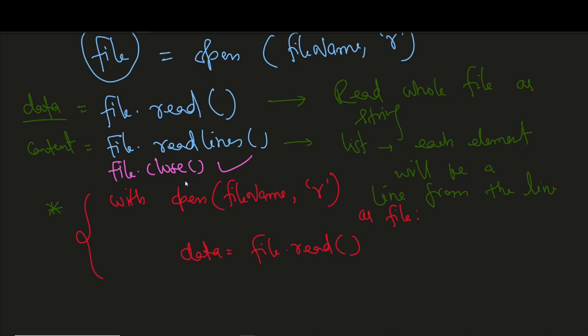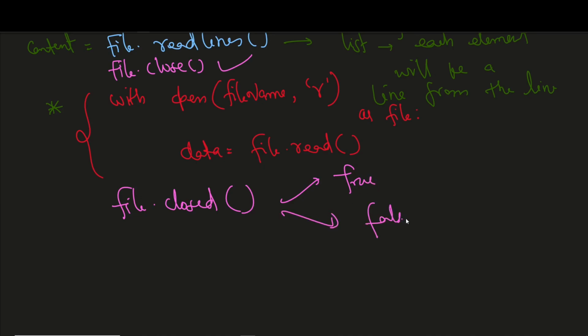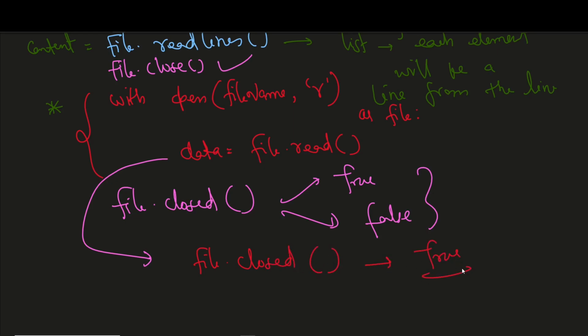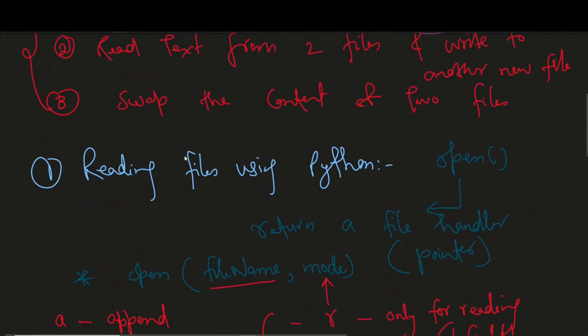Clear? You have one more method, file.closed, and it basically returns true or false. It just checks whether the file is closed or not. If you run file.closed after this, it will return true because with automatically closes the file, right? So this was about reading a file using Python.